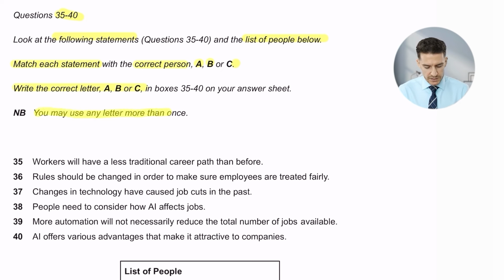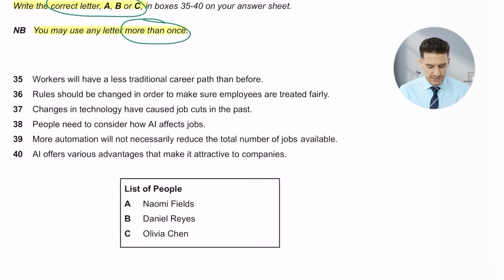So just a few things to mention there. The first one is, again, it says write the correct letter. So when you choose your answer, write the letter, not the name of the person. Also note here, it says you can use any letter more than once. Because if you look here, there are 6 questions here, but there are only 3 people. Okay, so you can use each letter for each person more than once.